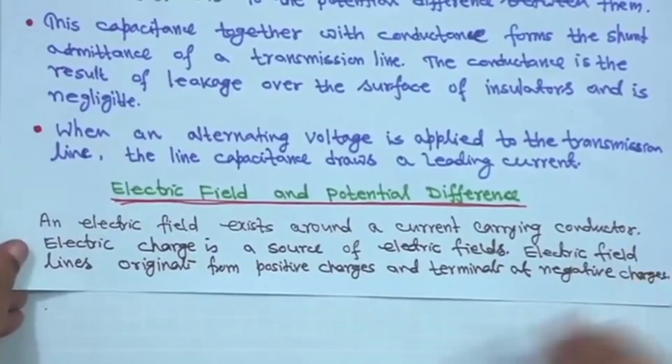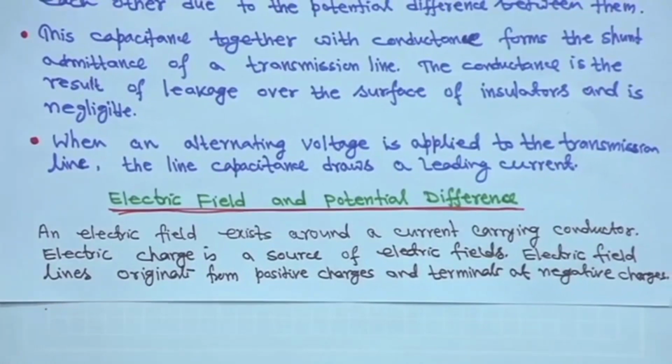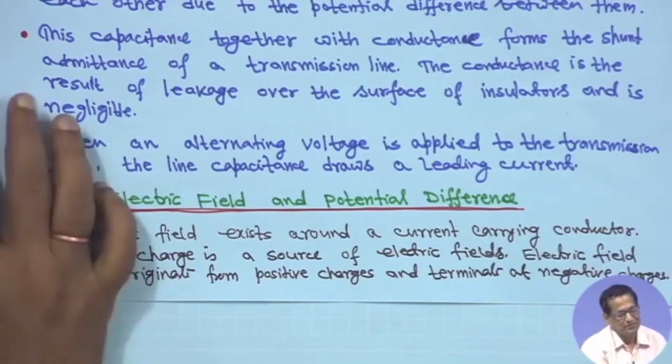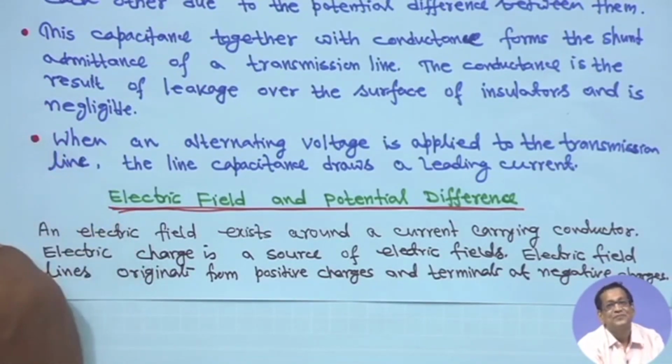Our objective now is to calculate the capacitance of a transmission line, for a single phase line, line to line capacitance as well as line to neutral capacitance. An electric field exists around a current carrying conductor, this you know. Electric charge is a source of electric fields. Electric fields originate from the positive charges and terminate at the negative charges.